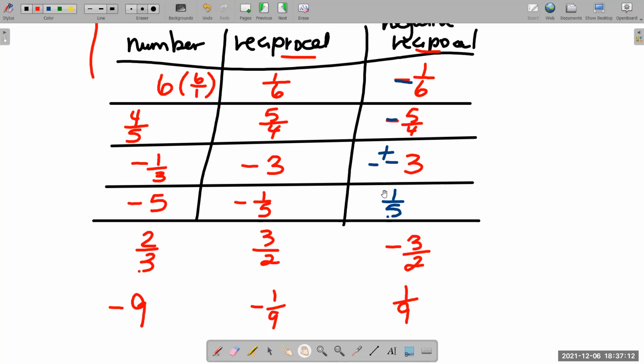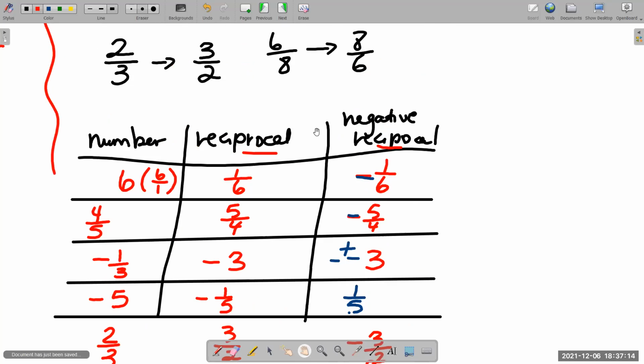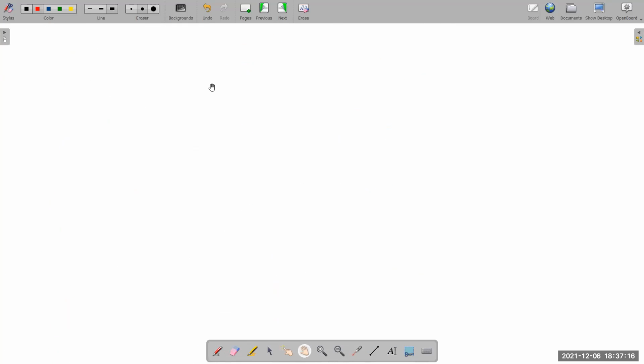You see that? So let's do a shortcut. Let me see if y'all could handle going straight from a number to the negative reciprocal. Let's see if we could do that. So if I give you 8, what is the negative reciprocal of 8? So let's jump straight to the negative reciprocal. What is the negative reciprocal? Let me just write it above.